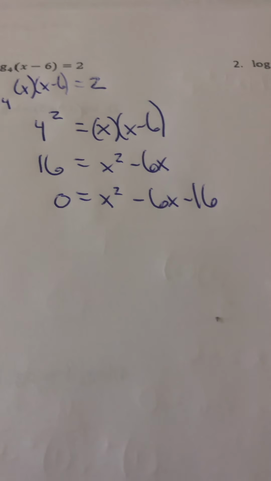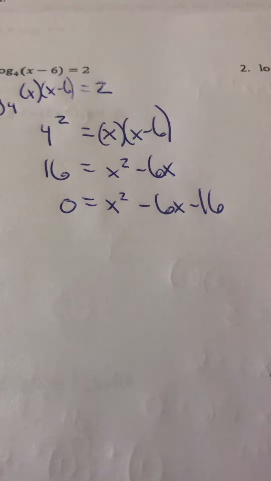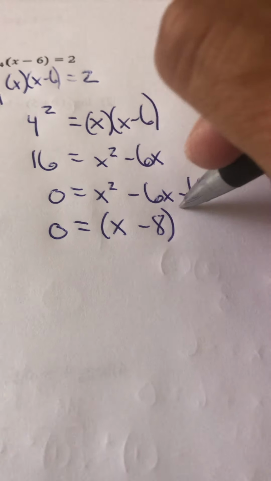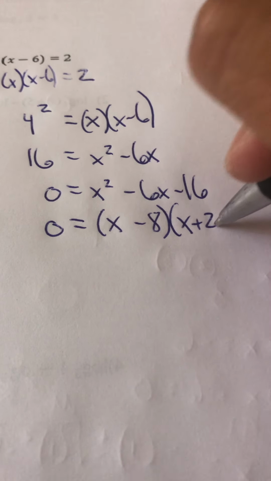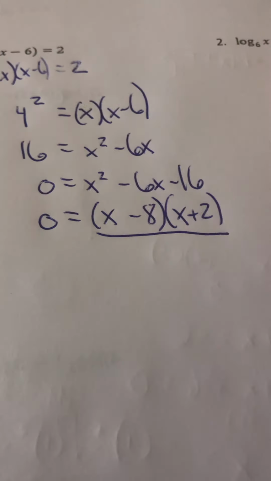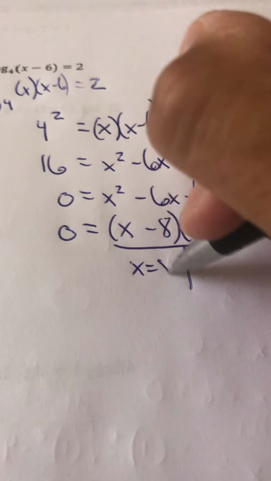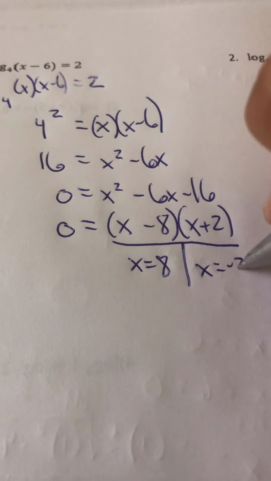And now we're going to factor. Now, are there factors of 16 that give us negative 6? Yes, there are. We have 0 is equal to (x minus 8) times (x plus 2). We then T-bar, and I have x is equal to 8 and x is equal to negative 2.